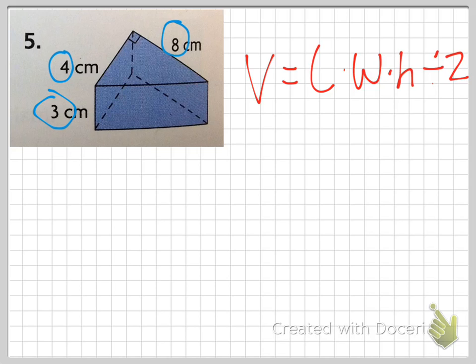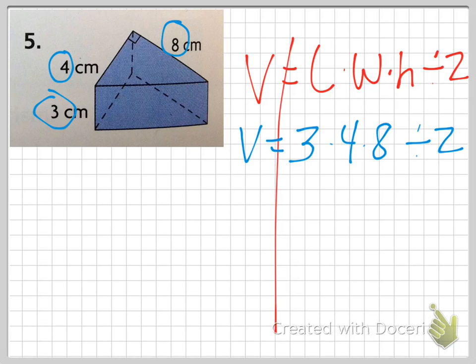Okay, so now I'm going to plug in the known information. And since it gives us 3 pieces, we just know that we're going to plug in 3 for length. It doesn't actually matter again. 4 times 8, then divided by 2. Now, I'm just going to multiply. 3 times 4 is going to give me 12. Now I've got 12 times 8 divided by 2.